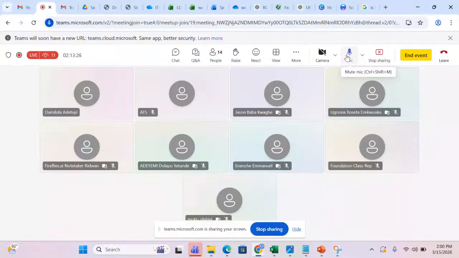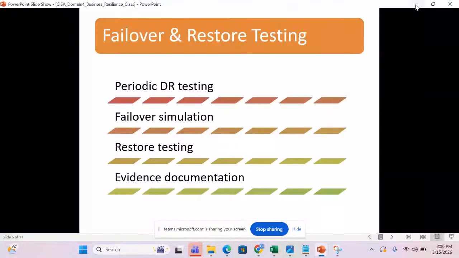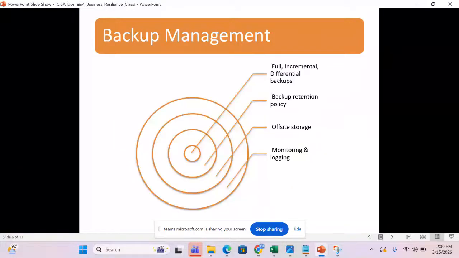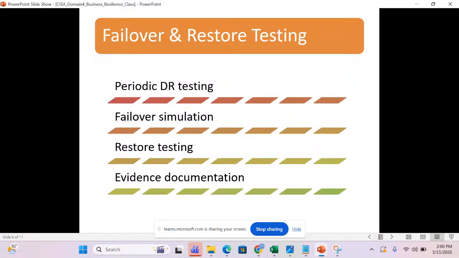Okay. So we have a few slides left to deal with. So let's go to failover restore testing.